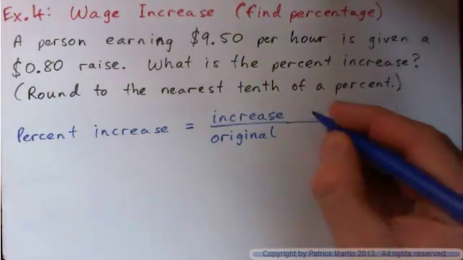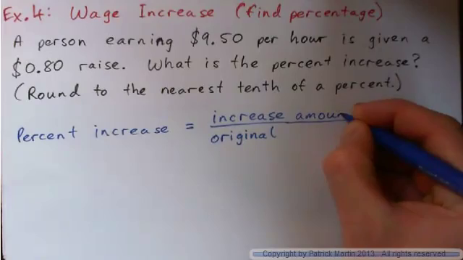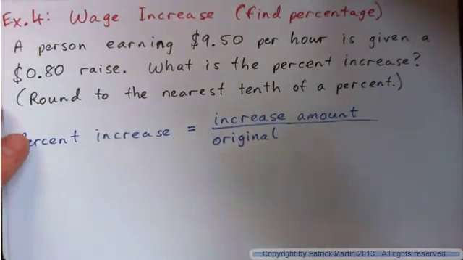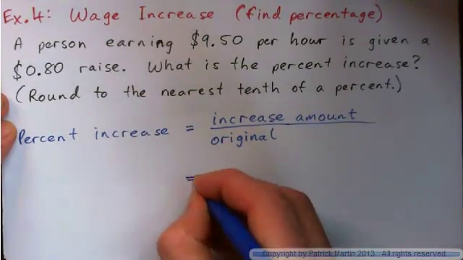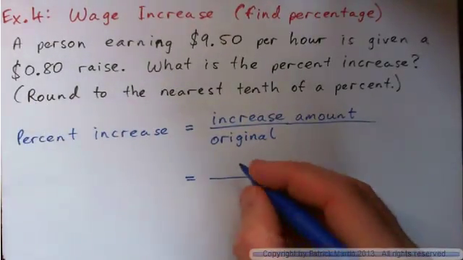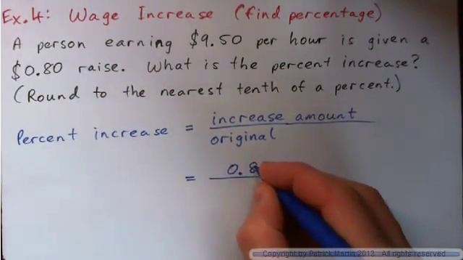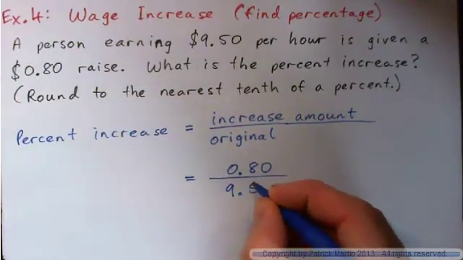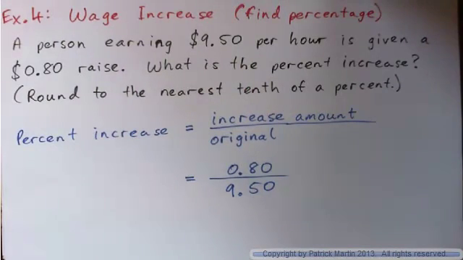So we have the increase amount divided by the original amount. Okay. So we're just doing this example for now. What is the increase amount and what was the original amount? The increase amount is given straight up as 80 cents, 0.80. The original amount was $9.50. Okay? So we need to divide.